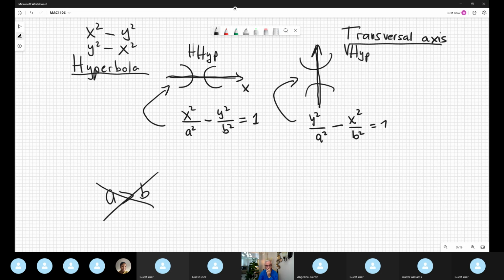And in the hyperbola, the coefficient A is always associated with the positive part. Look at that. If it corresponds with the x, then it's a horizontal hyperbola. And if y, it's a vertical hyperbola. That's it. However, one more piece of information that we need to know.